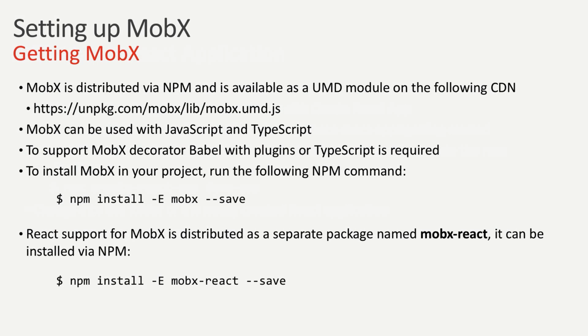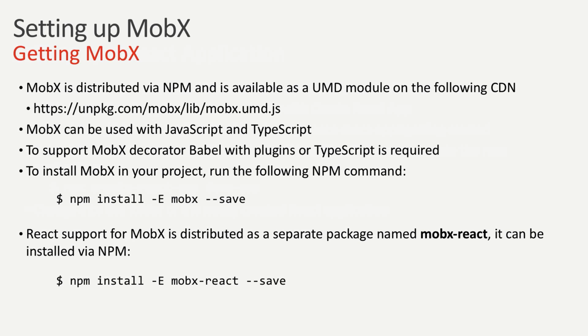Now, to actually use MobX with our React application, we're going to need to install it. MobX is distributed via npm, and that's actually how we're going to be installing it. But you can also download a UMD module off of a CDN. You can also use MobX with JavaScript and TypeScript, although we will be using it with JavaScript. MobX actually has support for decorators, but to use these, you'll need a special plugin for Babel or have to use TypeScript. So we'll take a look at how to set that up as well.